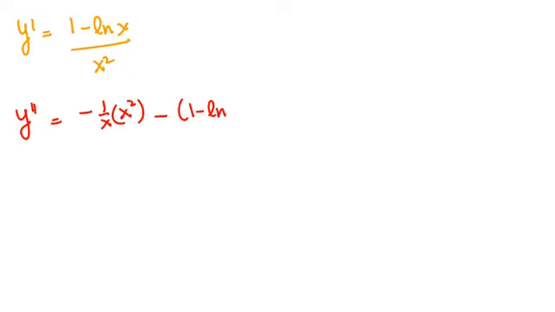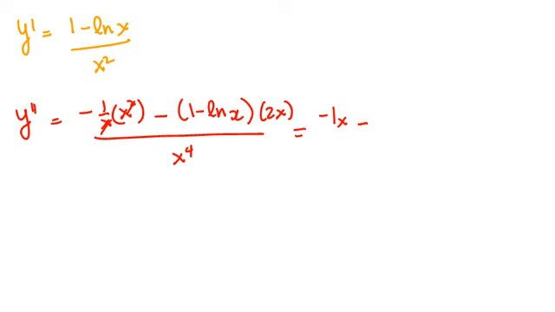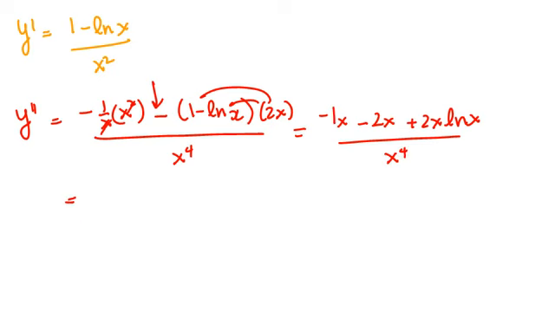Oops, lost my x there. Oh, my pen's not working great there. 1 minus log x times the derivative of the bottom, which is 2x, over x to the fourth. So simplifying the numerator, I get negative 1, because the x will cancel, minus 2x plus 2x log x. I multiplied this into the bracket and made sure that I have the negative distributed as well. So that's x to the fourth.